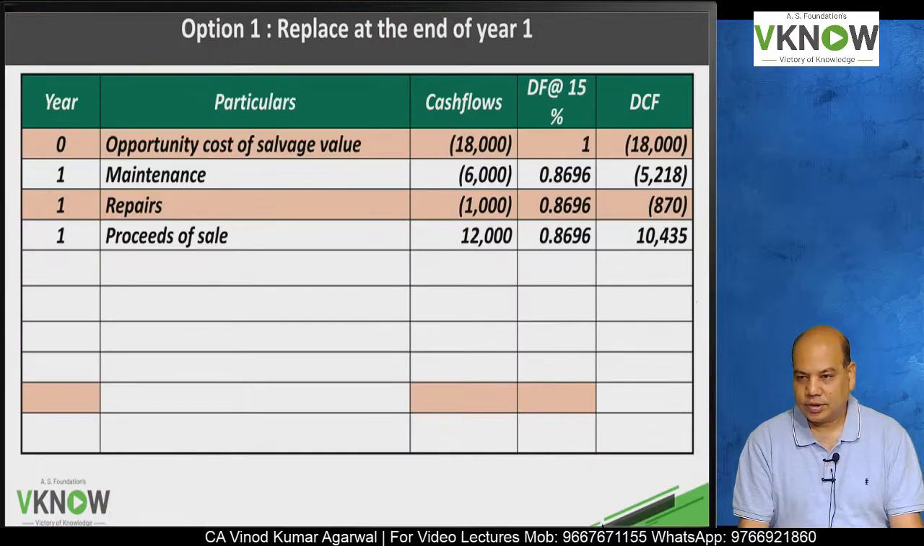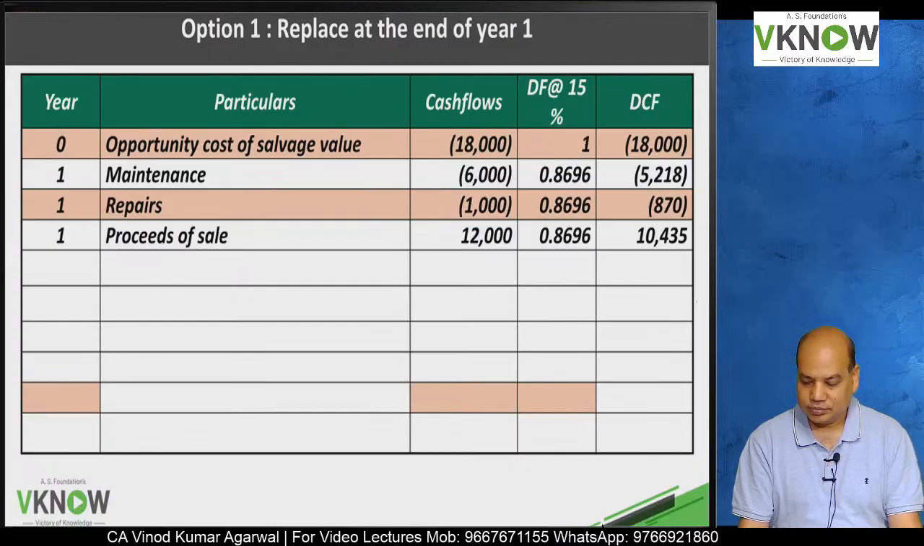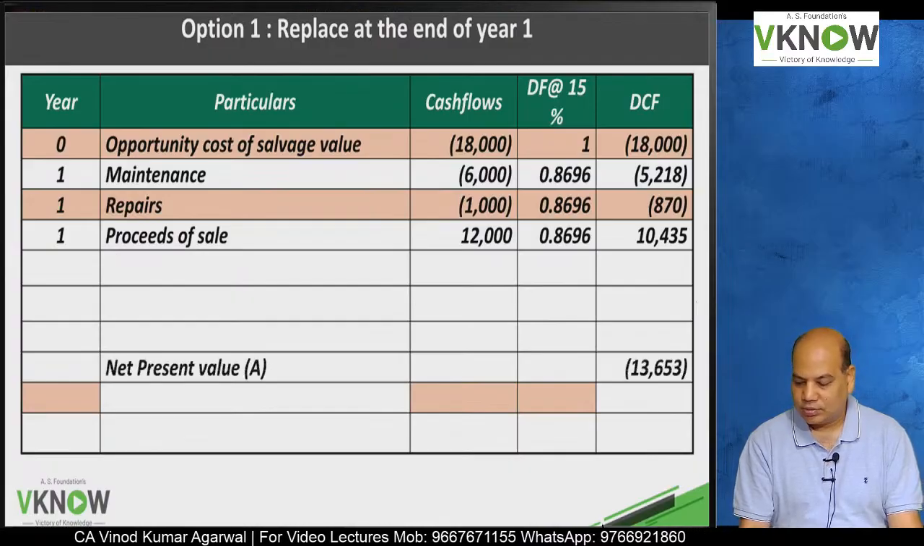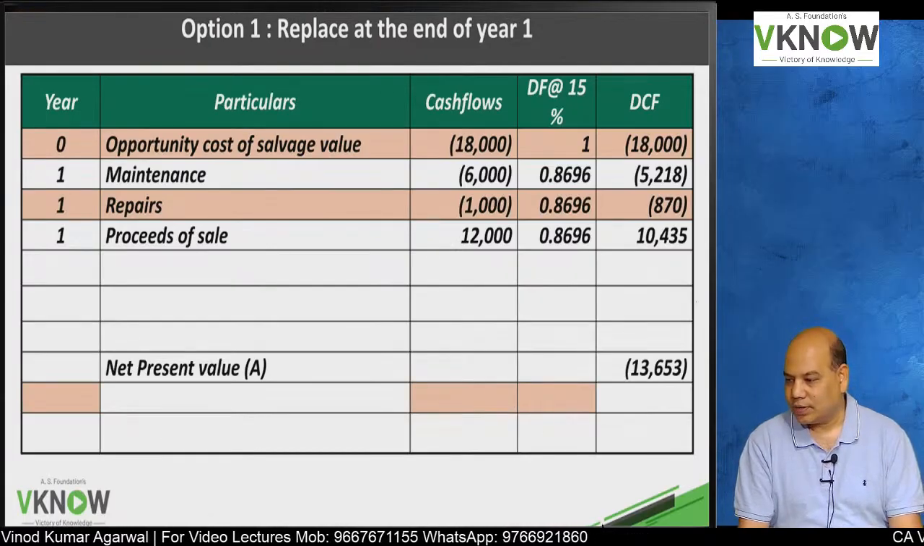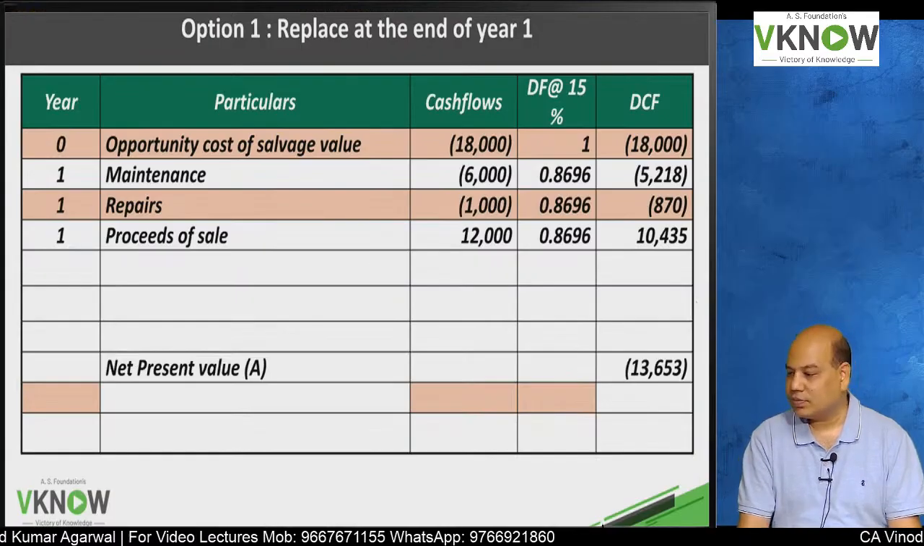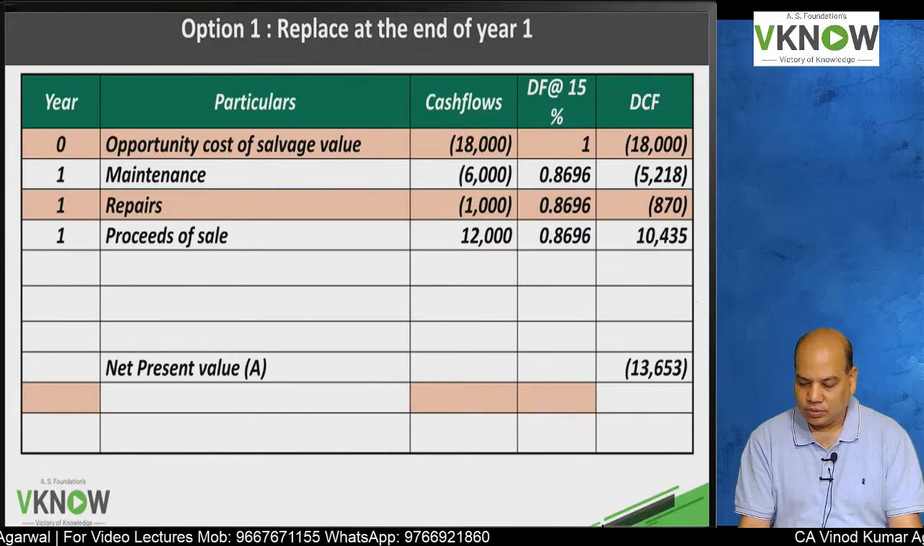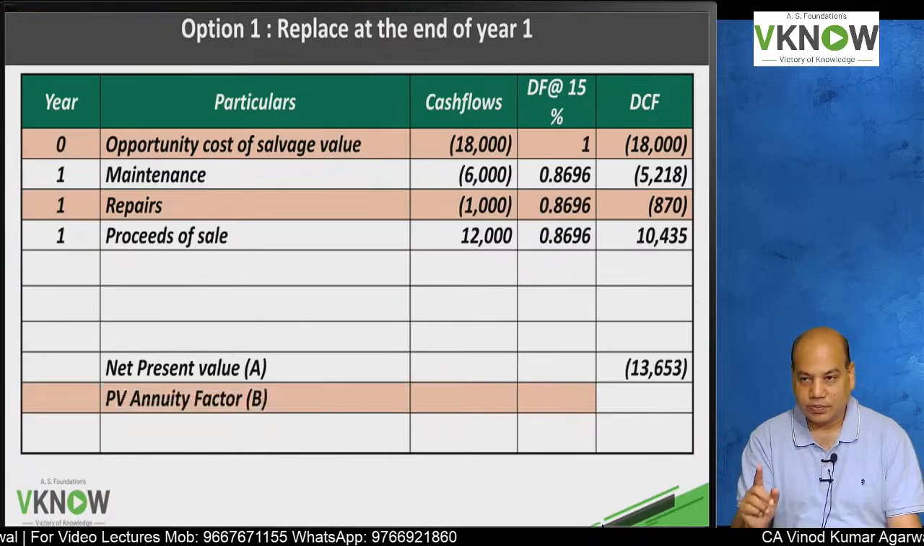10,435. Take the total. That is net present value. Take the total. Anybody? 13,653. Take the total. 1 or 2 rupee difference is okay.